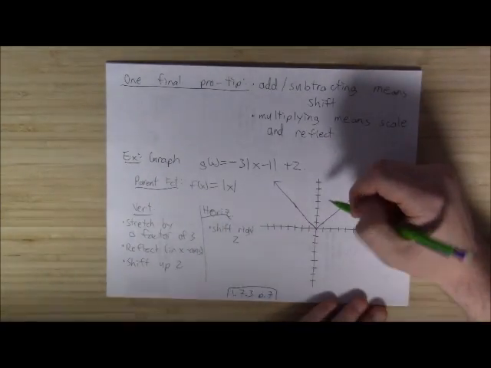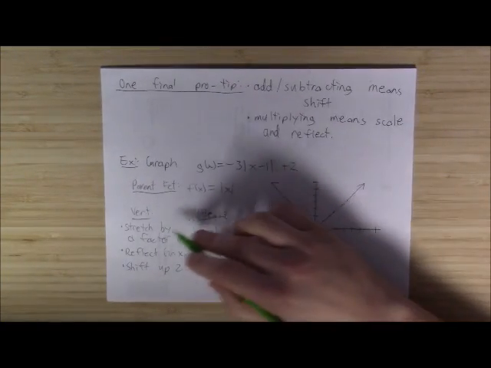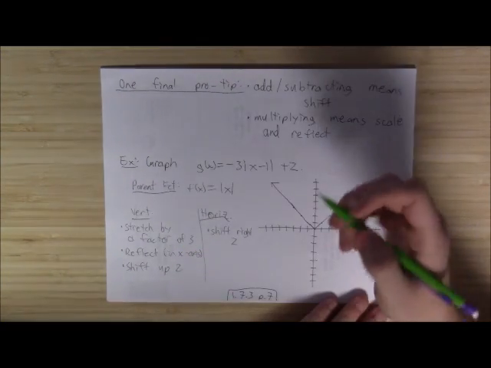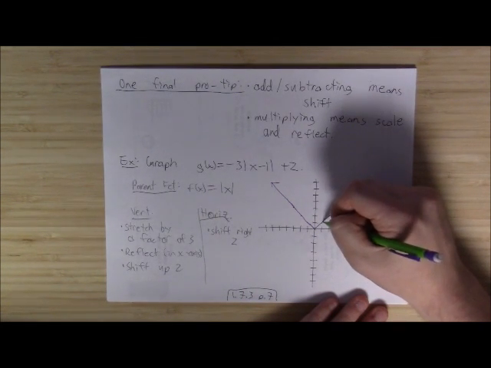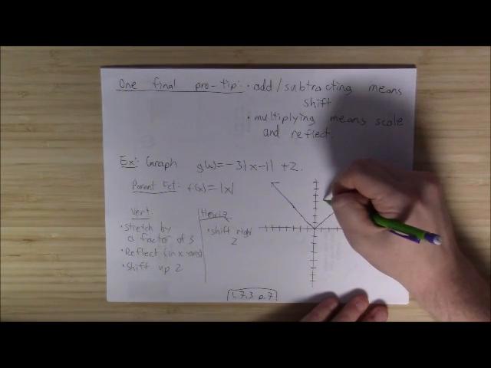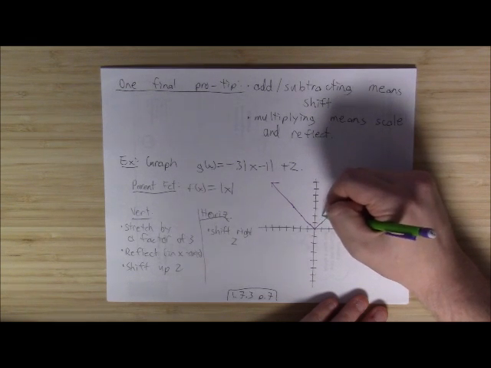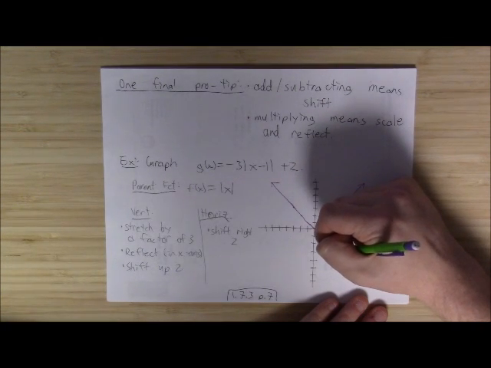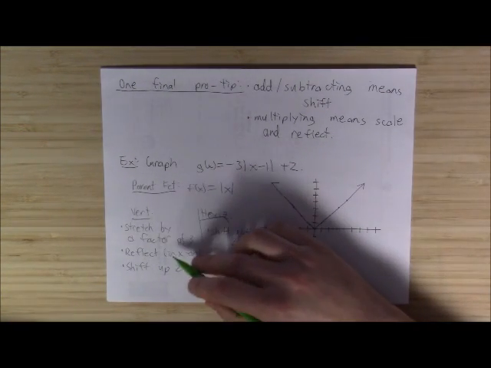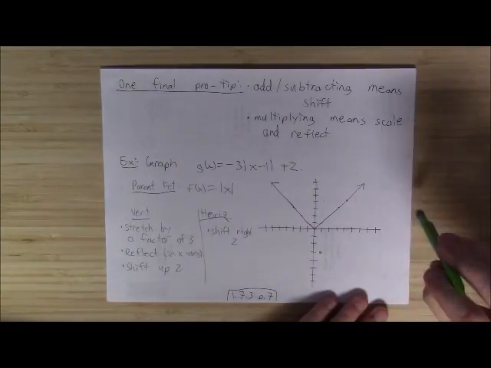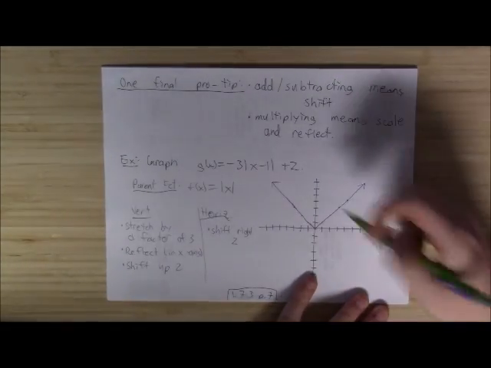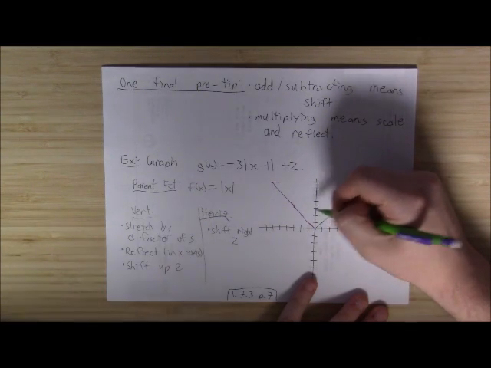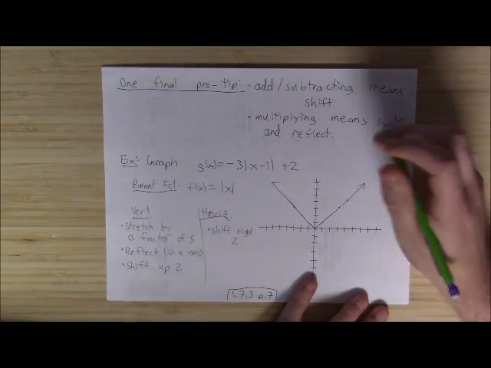So, let's think about what happens here. First, let's do all the vertical stuff. We're going to stretch by a factor of 3. So we take this point, it gets stretched by 3, it gets reflected. It gets moved up to 3, but then it got reflected, so down there. And then it got shifted up by 2. So what's sort of happening here? Well, this whole graph is essentially getting stretched, reflected, and then shifted up.